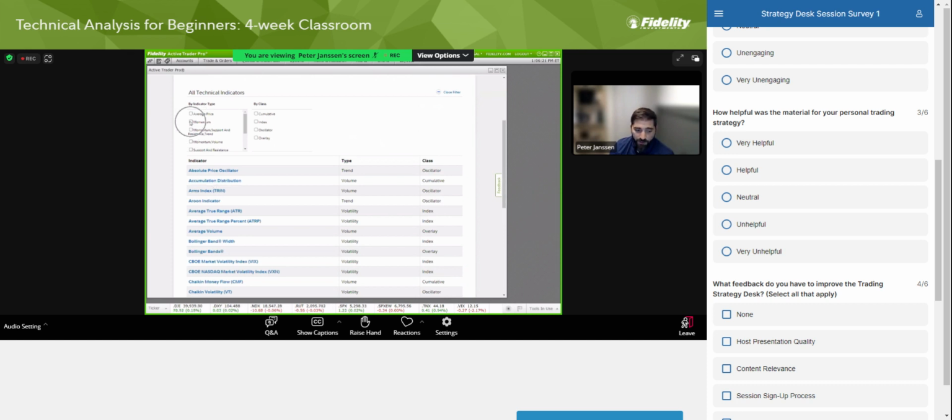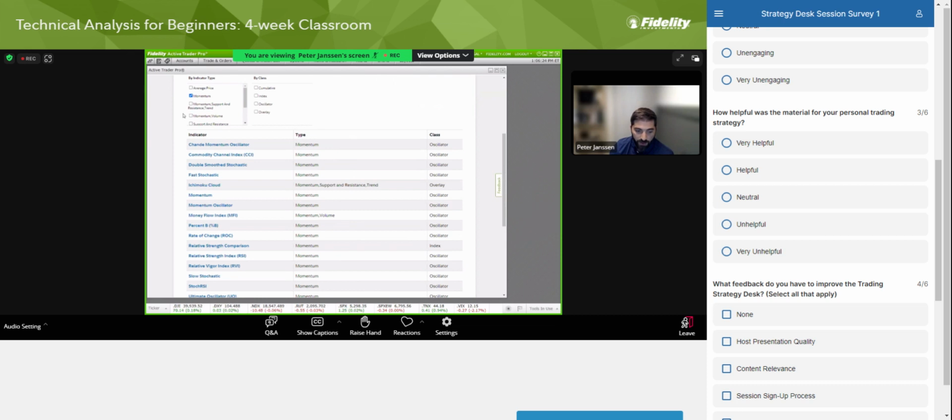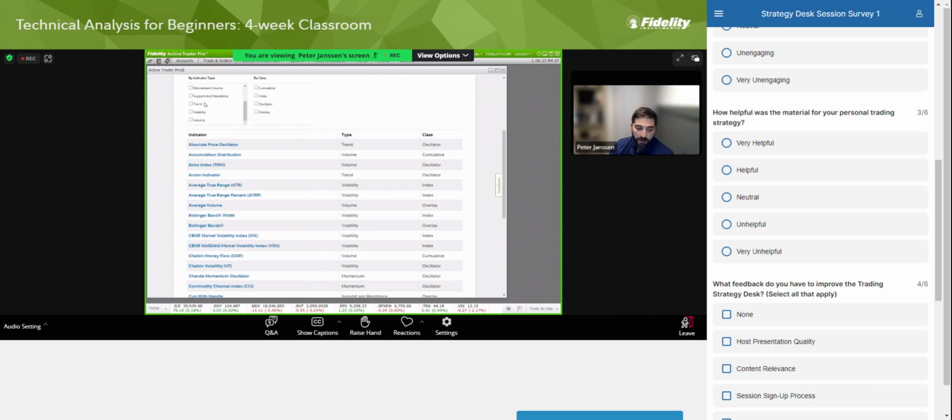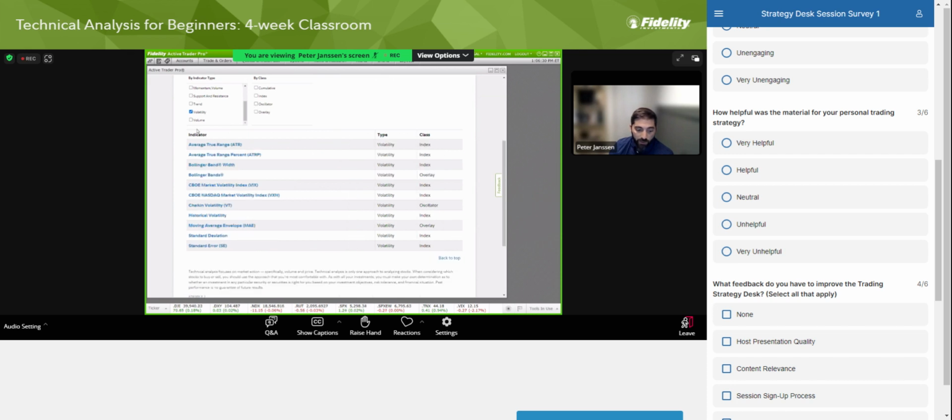You can also search just by, let's say, momentum. Maybe you wanted to go back to momentum indicators, or maybe we didn't go over as many volume or volatility indicators as you want. You can break these down by different groupings as well.